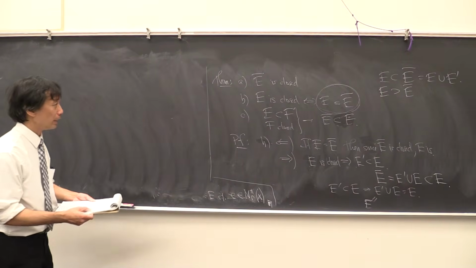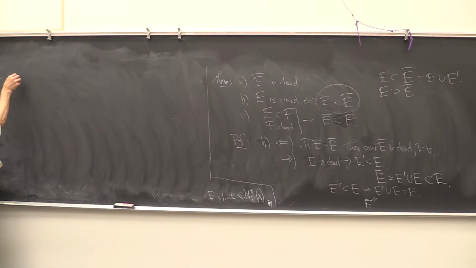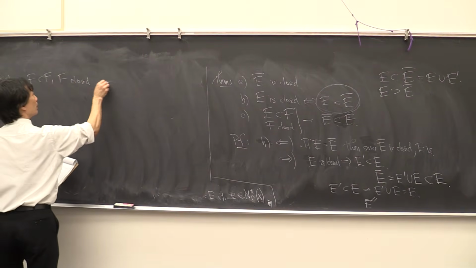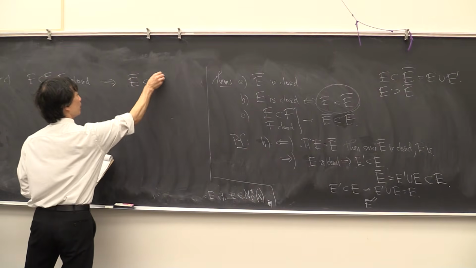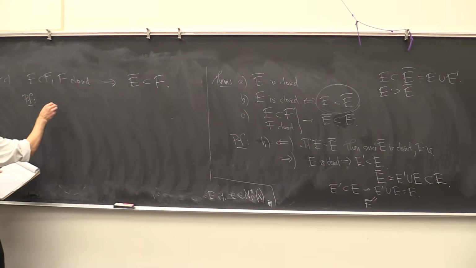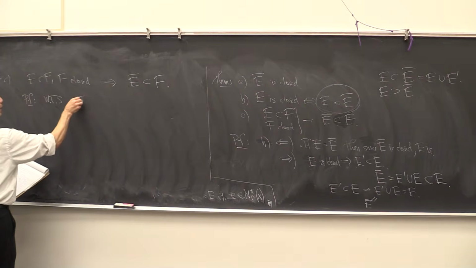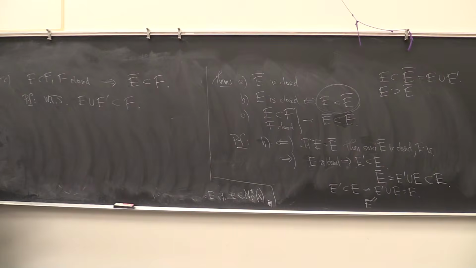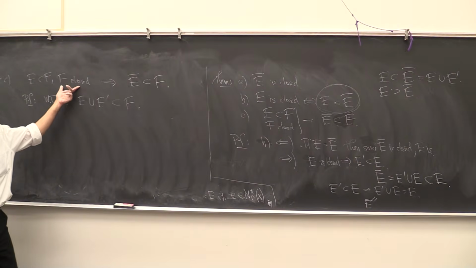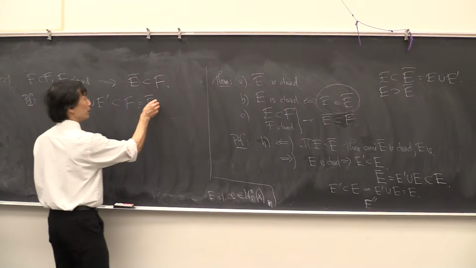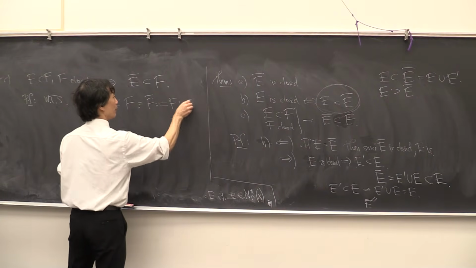And then the last one. We have E contained in F, and F is closed. You want to show that E bar is contained in F. The proof is, we want to show that E union E prime is contained in F. But F is closed, so F is the same thing as F bar, which is, by definition, F union F prime.